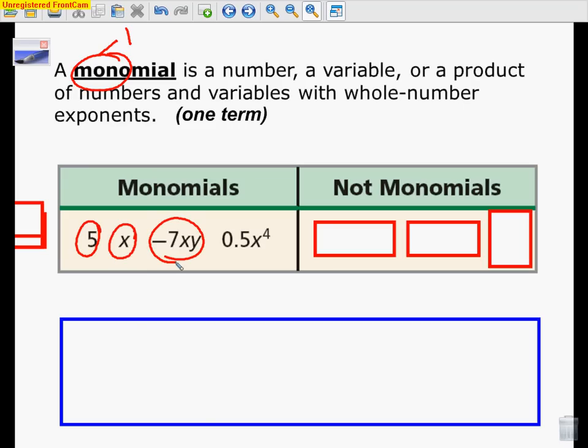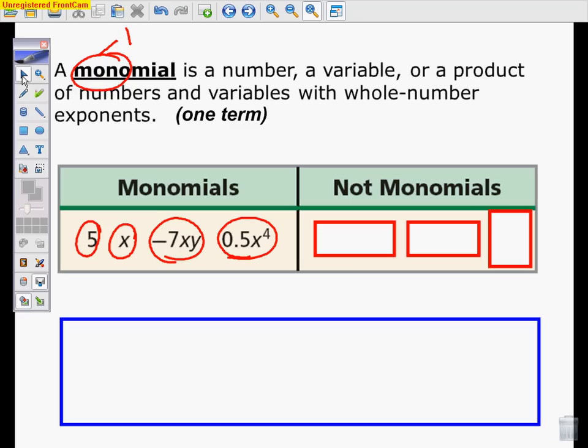Now, real quick, when you're talking about negative 7xy, remember, terms are separated through addition signs. So because these are all connected through multiplication, that's one term. And also, 0.5x to the fourth is one term.